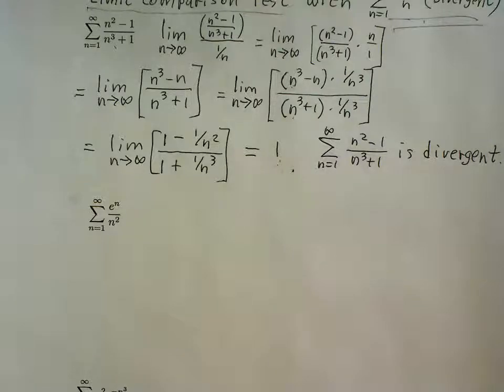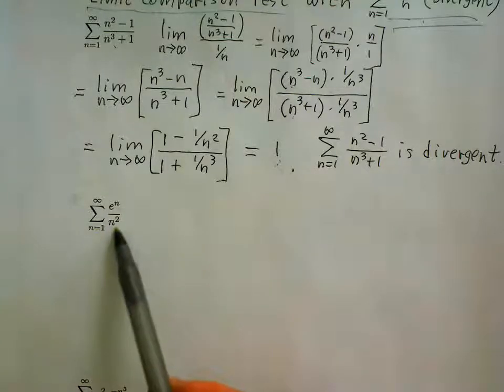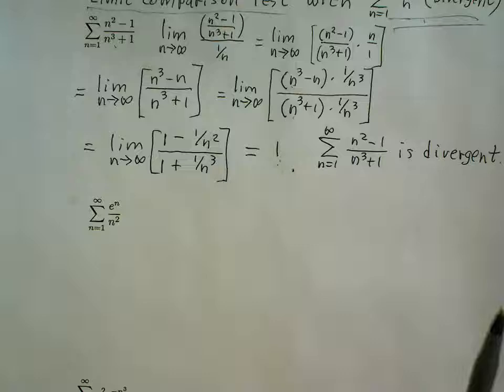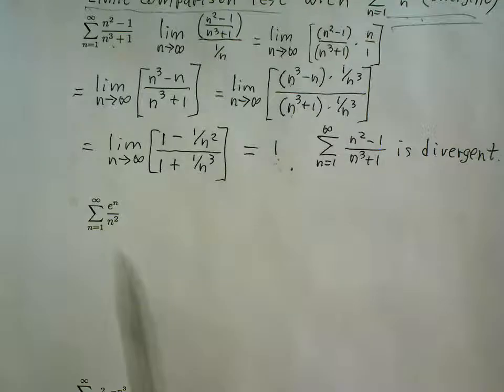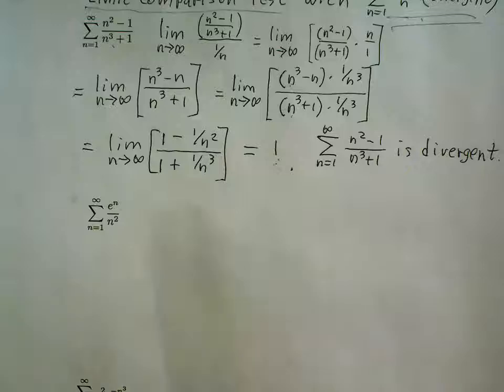Well, in the numerator, e to the n, that grows a lot faster than the denominator, n to the second. The numerator is exponential and the denominator is a polynomial. So exponential functions with a positive base, like e, grow a lot faster than polynomials.